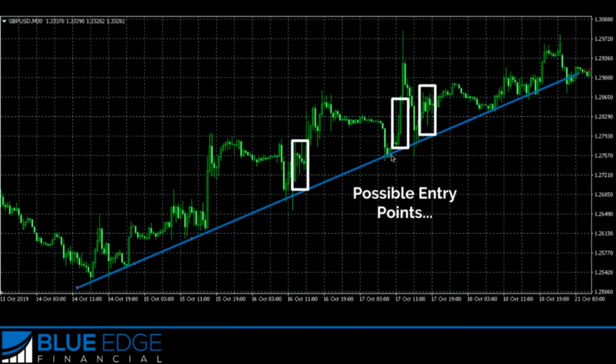Or here as well, you can see it might have faked out here or possibly here as well. These are opportunities where you could have gotten in as well, where the fake out occurred, and then you could have entered a buy trade after the market moved back into this trend line.